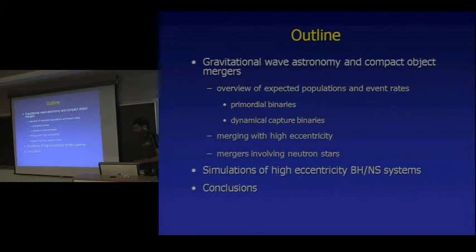The one thing that's different between dynamical capture binaries, or at least a large fraction of them, is that they emerge with high eccentricity, as opposed to primordial binaries, where gravitational radiation would have circularized the orbits millions of years before they reach the advanced LIGO band. That's why they become interesting systems, because with the eccentricity, both for gravitational wave dynamics and for black hole neutron star systems, the interaction with the matter, the tidal structure, etc., can be very, very different.